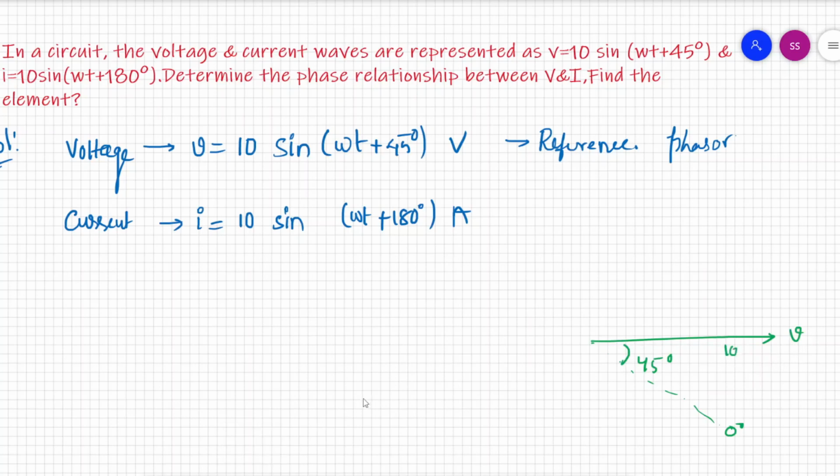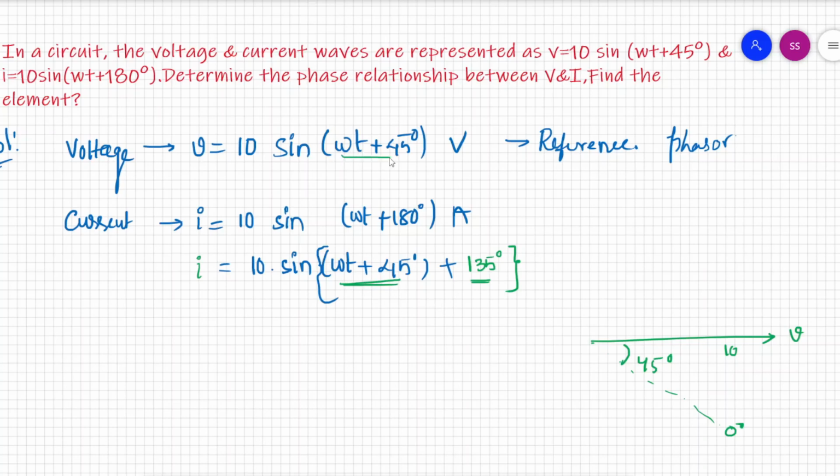Now what is this current waveform? If we rewrite this current waveform, I am writing the current phasor with respect to the reference phasor. That is, I am dividing the angle: 45 degrees plus 135 degrees, right? So if you observe this, the current phasor is 135 degrees leading with respect to the voltage phasor.